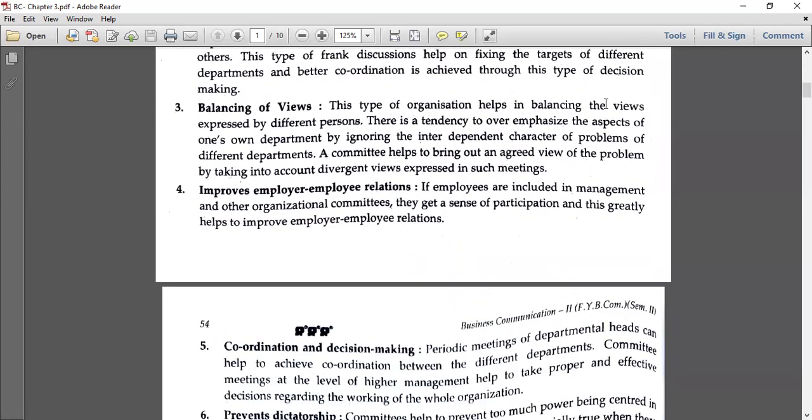Third is balancing of views. This type of organization helps in balancing the views expressed by different persons. There is a tendency to overemphasize the aspects of one's own department by ignoring the interdepartmental character of problems. A committee helps to bring out an agreed view of the problem by taking into account divergent views expressed in such meetings. So in a way, this type of organization helps in balancing the views of different people, and they come together at a single axis where all the dimensions of the decision making or the problem are watched through, supervised, and a better decision is taken.